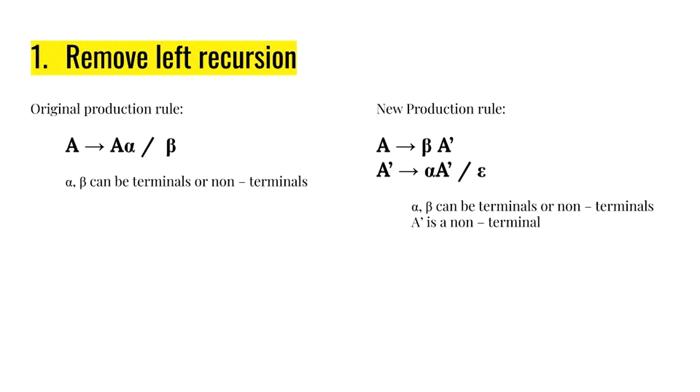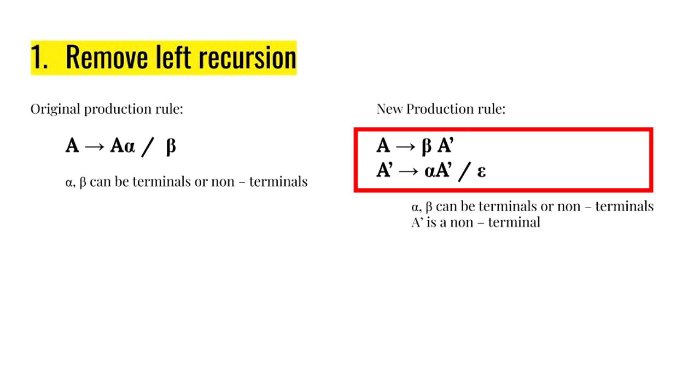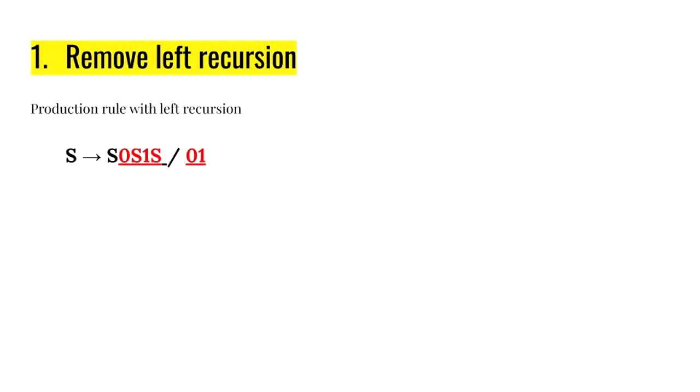To remove left recursion, we write down new production rules. A derives beta A dash, where A dash is a non-terminal. The production of A dash will derive alpha A dash or epsilon. Let's grab an example. S derives S0, S1S, and it also derives 0, 1. You can see that the left recursion is present here.